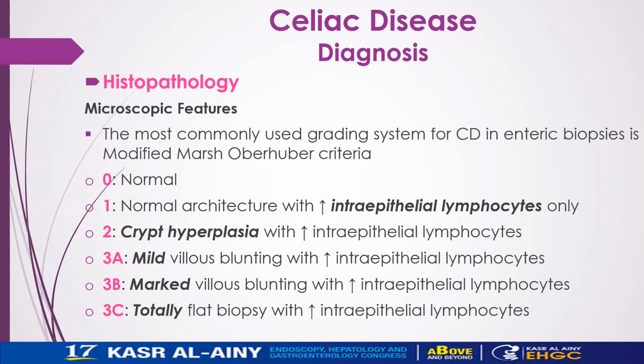Marsh 0 is a normal biopsy. Marsh 1 showed normal architecture with increased intraepithelial lymphocytes only. Marsh 2 showed crypt hyperplasia with increased intraepithelial lymphocytes. Marsh 3A showed mild villus blunting with increased intraepithelial lymphocytes. Marsh 3B showed marked villus blunting with increased intraepithelial lymphocytes. Marsh 3C showed a totally flat biopsy with increased intraepithelial lymphocytes.